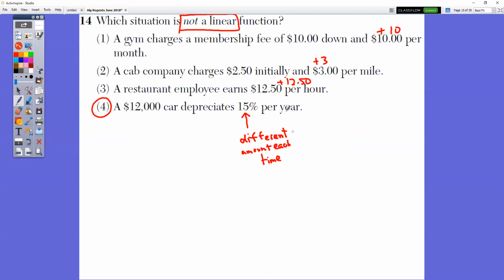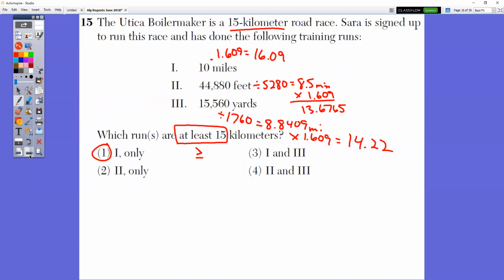In question number 4, anytime that there's a percentage, that percentage is going to make it not linear, all right? Because the car is depreciating or going down by 15% each time. So you're actually going to get an exponential curve that goes down, down, down, down like that. Because you're taking 15% of the value each time, 15% of different numbers is going to be different numbers.